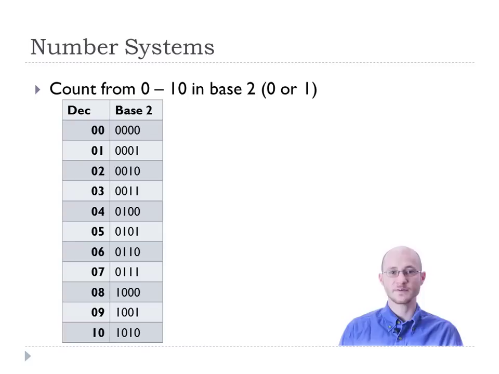6 is two 1s followed by a 0. 7 in binary is simply three 1s. 8 is a 1 followed by 3 zeros. A 9 is a 1, 2 zeros, and a 1 again. And finally, a 10 is a 1, 0, 1, 0.